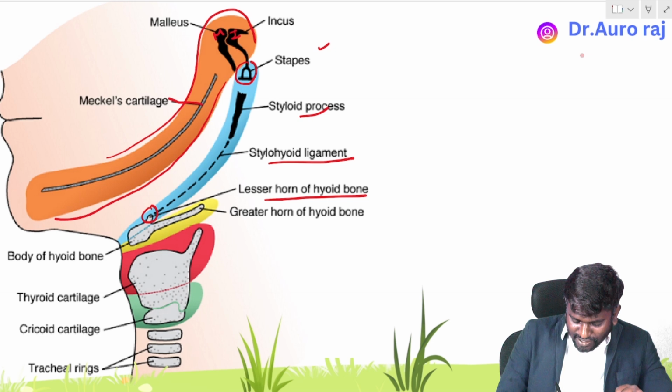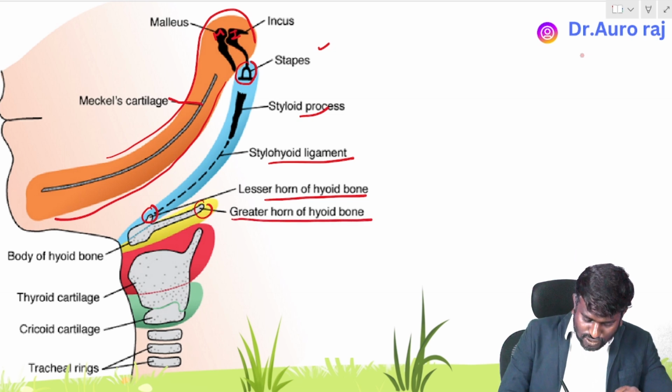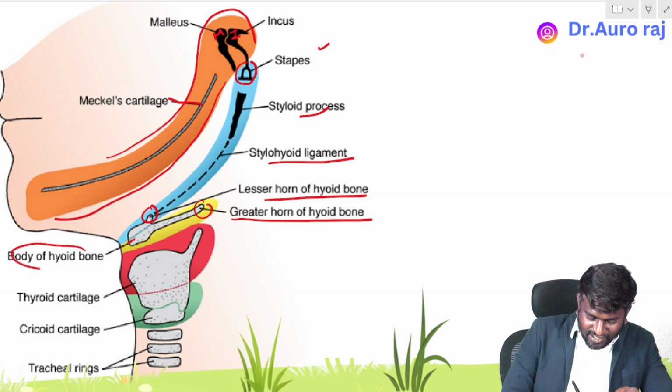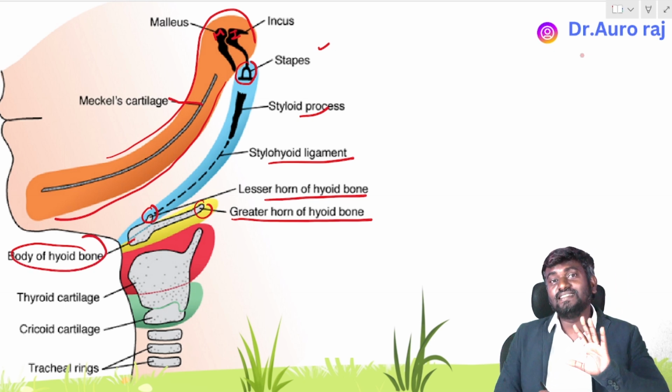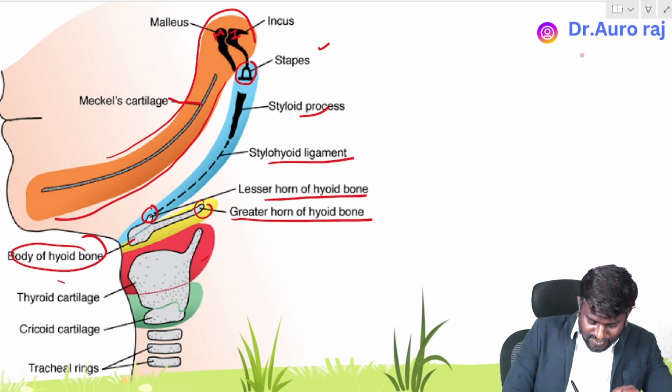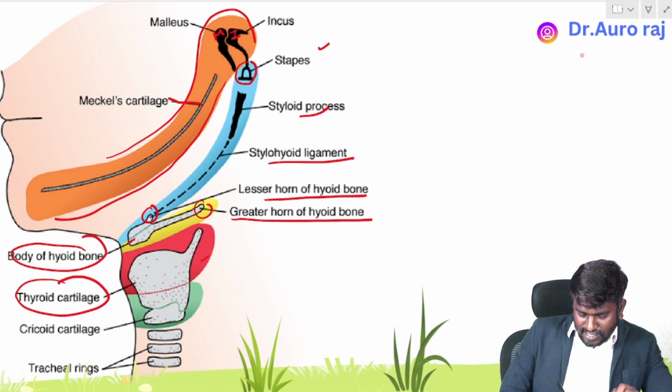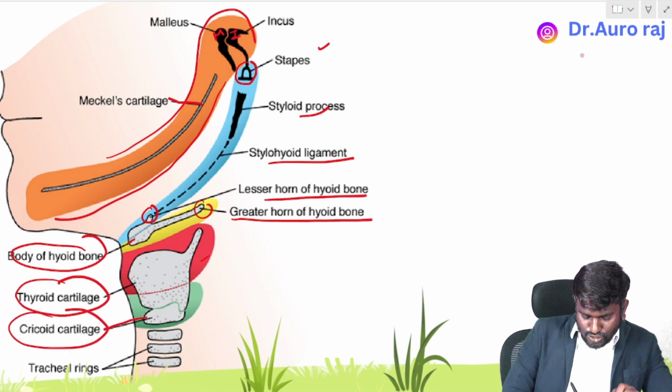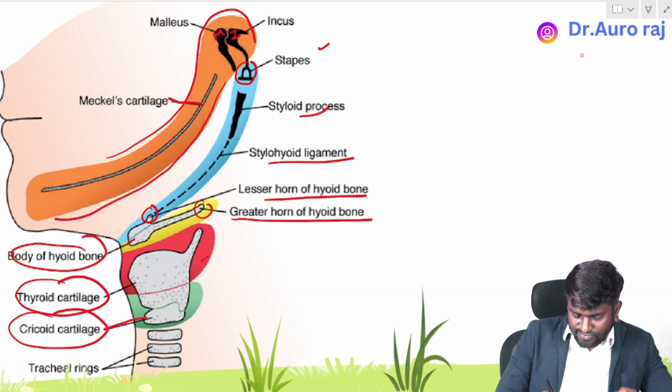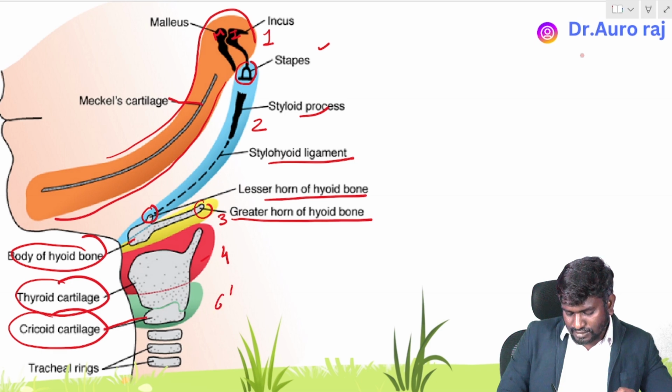In the third arch, we see the greater horn of the hyoid bone and also the body of the hyoid bone. Very good. In the fourth arch over here, you see the thyroid cartilage and in the sixth arch you see the cricoid cartilage. So remember, this is the first arch, second, third, fourth and the sixth arch. Beautiful.